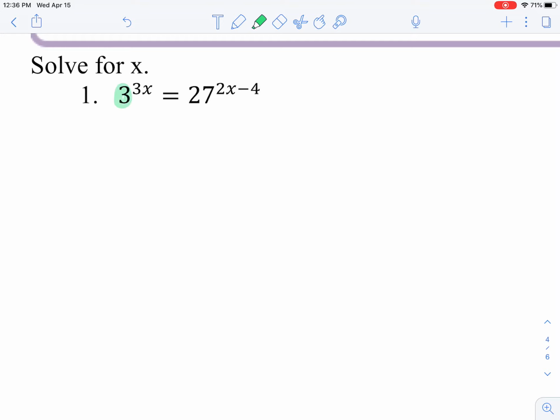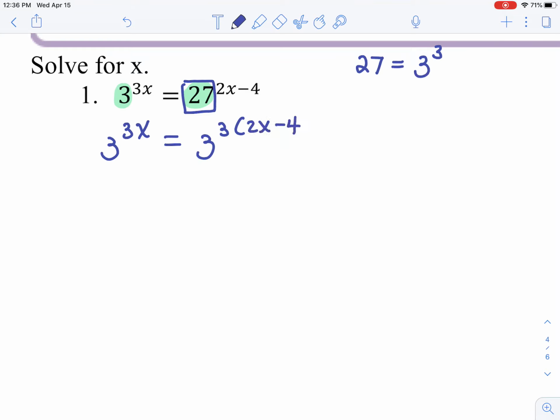All right, if you take a look at this, I'm not going to take natural log of both sides because I want to show you something. Well, you see the bases here are 3 and what? 27. 27 can be rewritten as 3 to the 3rd power. So I'm going to use that to solve this equation. 3 raised to the 3x power equals. So I'm going to replace the 27 as 3 to the 3rd power. And then just keep the other exponents in a nice parenthesis.